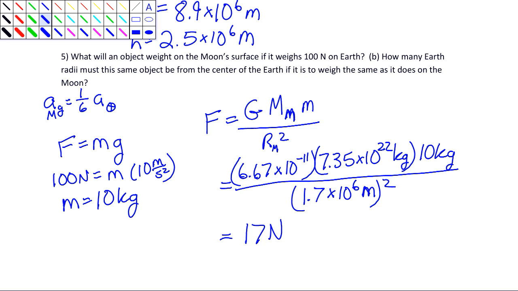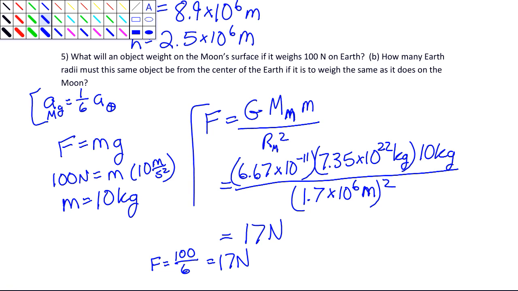But if we know that the acceleration due to gravity on the moon is 1/6 of that on the Earth, then I could just say that the weight on the moon is equal to 100 divided by 6, which is 17 newtons. But this is really the way that we get to that value, and if I ask you such a question on a test, I'll expect you to actually show me that.